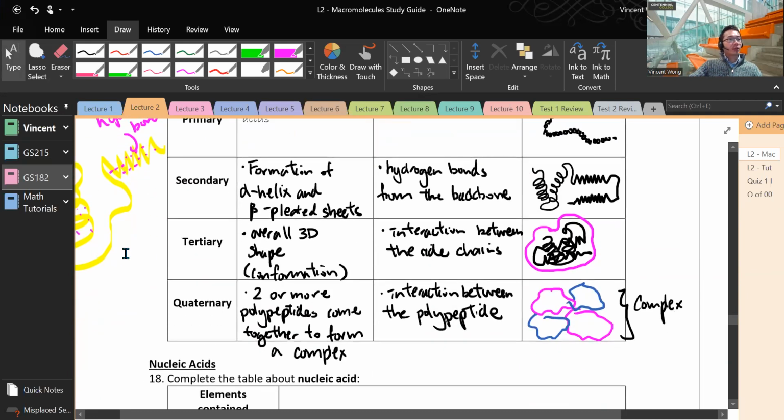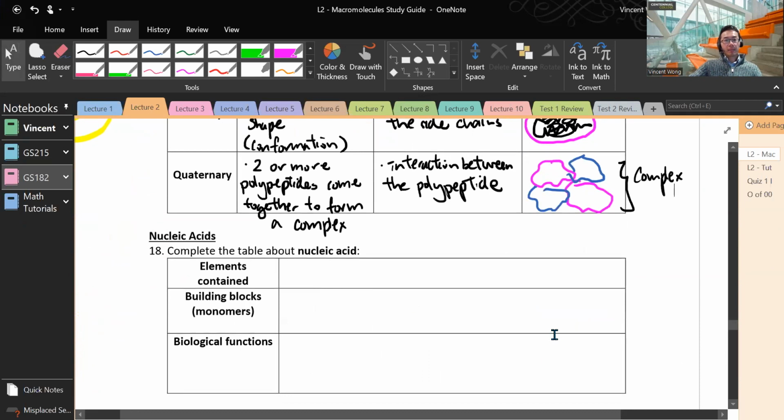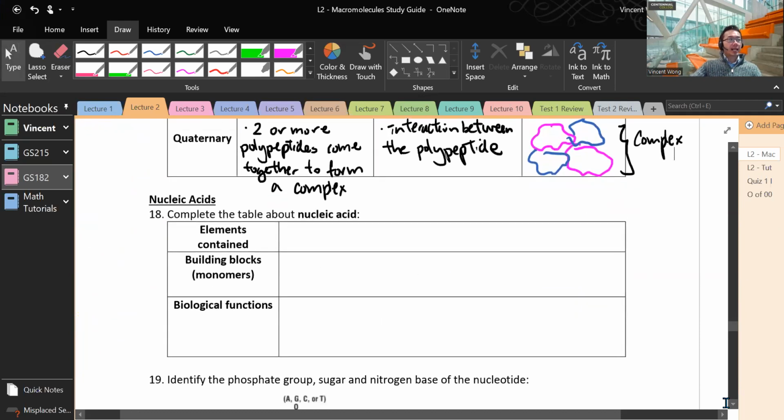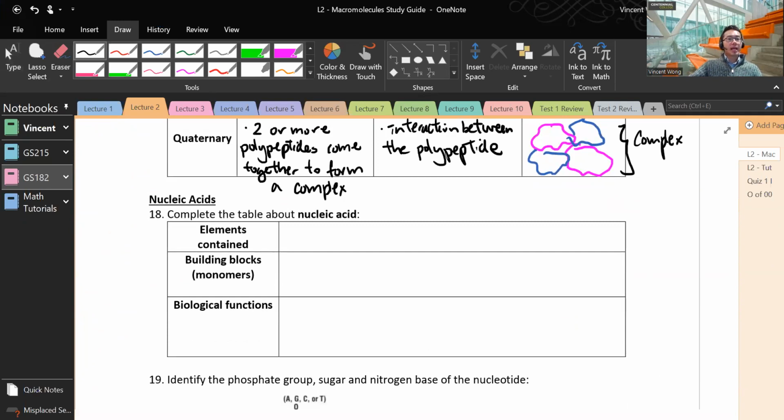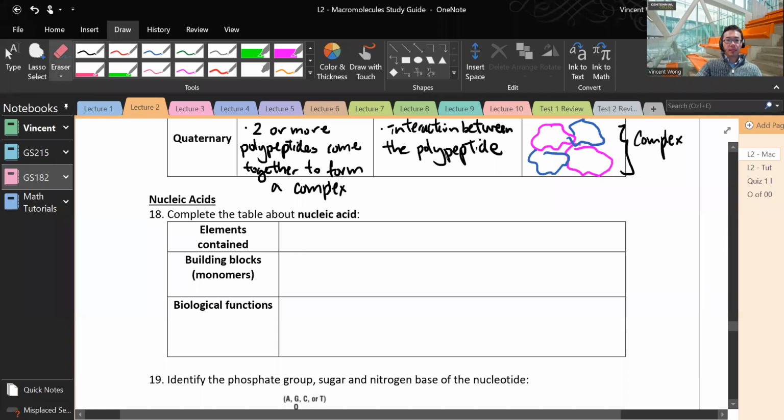All right, moving on to nucleic acids. Complete the table about nucleic acid. So what kind of elements do we have? A little bit of everything here. We have carbon, hydrogen, oxygen, nitrogen, phosphorus. And the building block for nucleic acid is what we call a nucleotide.